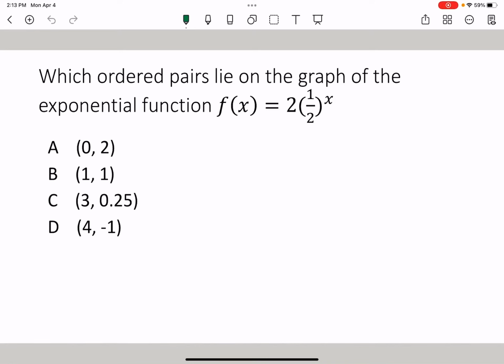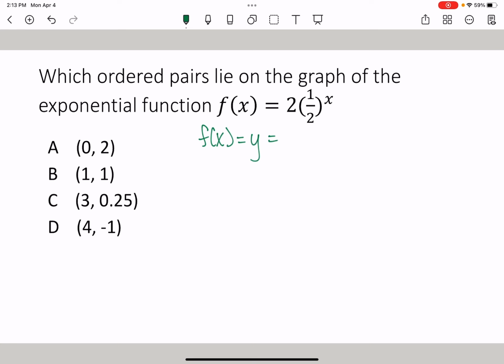So in this video, I'm going to go over problems that are similar to what you may see on the Unit 3 test. So this first question asks which ordered pairs lie on the graph of the exponential function f of x equals 2 times 1/2 to the x. So one thing to realize here is that f of x is y.